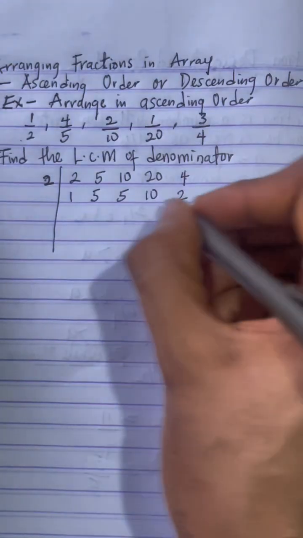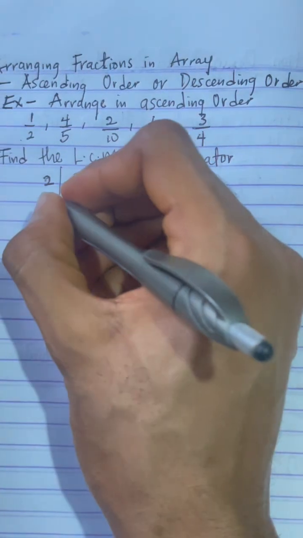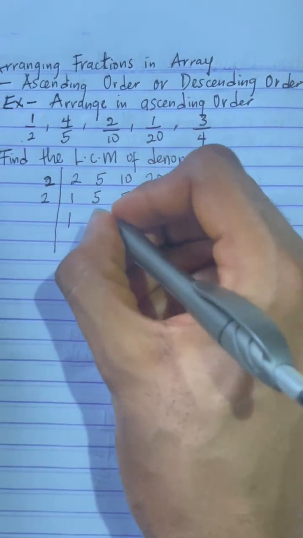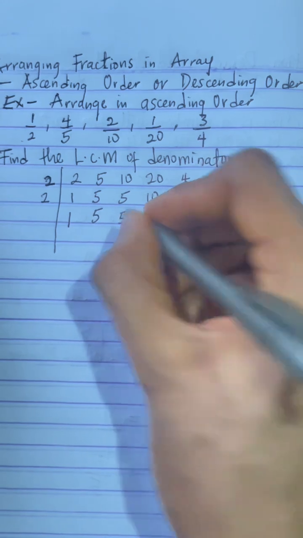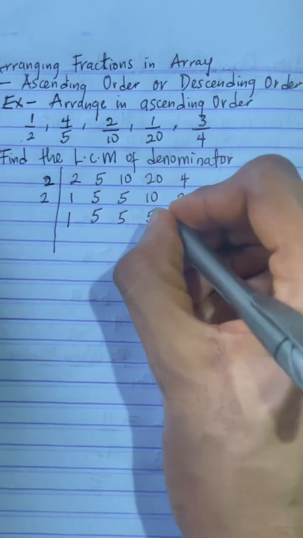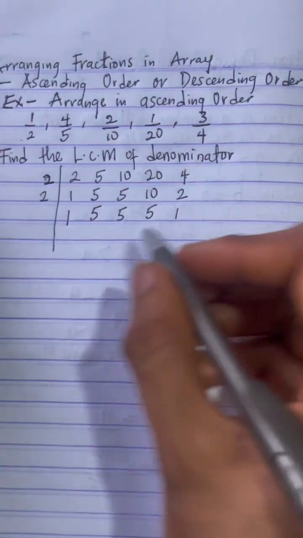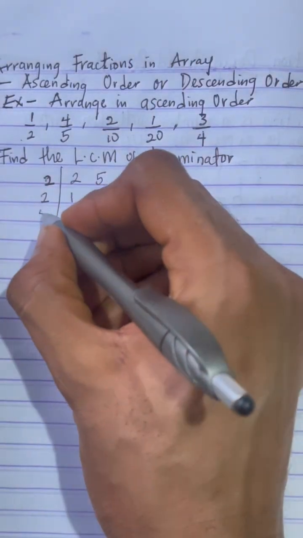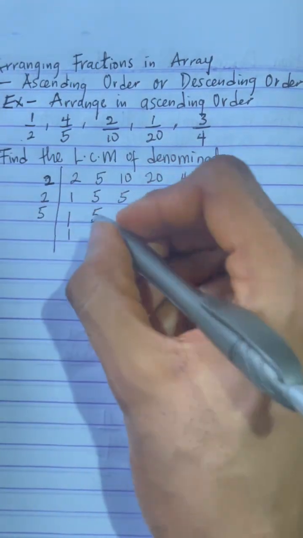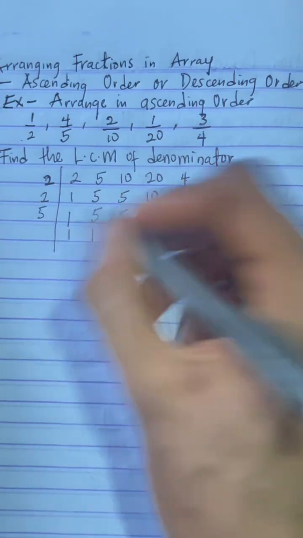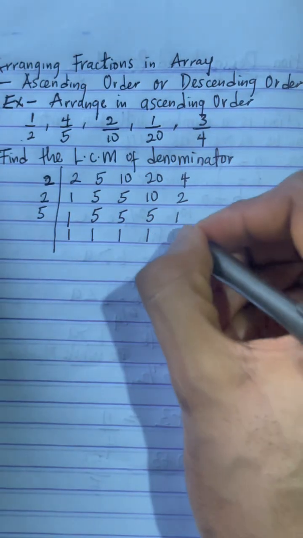So which least number can divide any again? Any of these numbers? 2 can also do that. This one will drop. 5, no, it's not possible. 2 can divide 10 as 5, right? 2 can divide 2 as 1, right? So which least number can divide any of these numbers here? 5 can do that. 1 will drop. 5 in 5, 1. 5 in 5, 1. 1 will drop down.